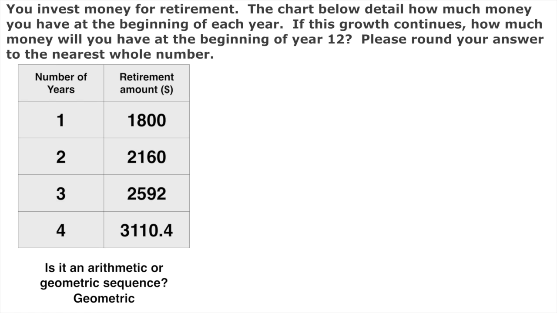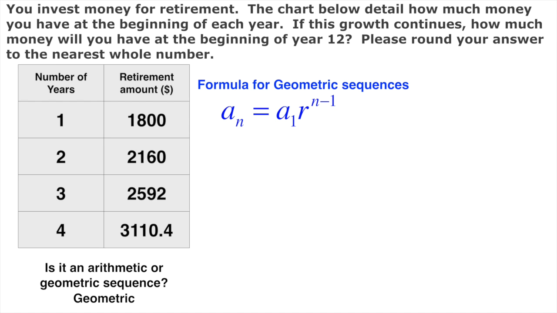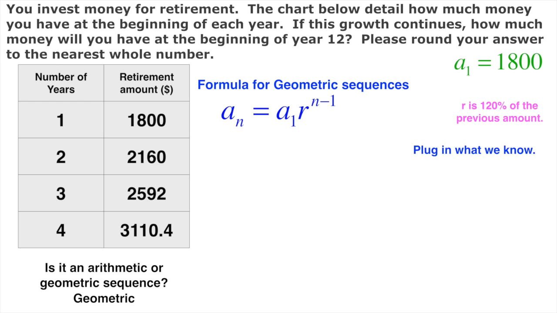Well, that's really helpful because if it's a geometric sequence, I can use my generic formula for geometric sequences. I start plugging in some information that I know. A of 1, that's my first year, I have 1800. My first term in the sequence is 1800. And I know my common ratio is 120% of the original amount, which is 1.2. I found that by taking number 2 and dividing it by number 1, and that gave me 1.2. I did the same thing on number 3 divided by number 2, and that gave me the exact same amount. So that's what told me what my common ratio was.